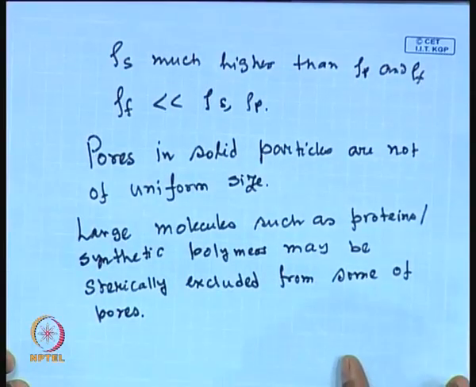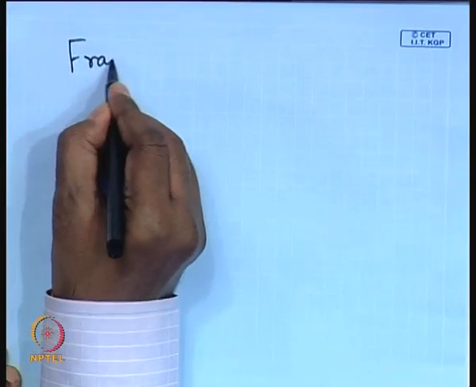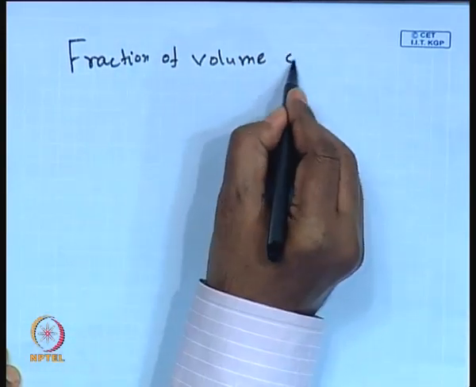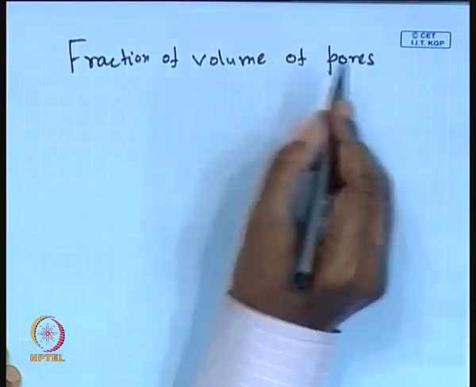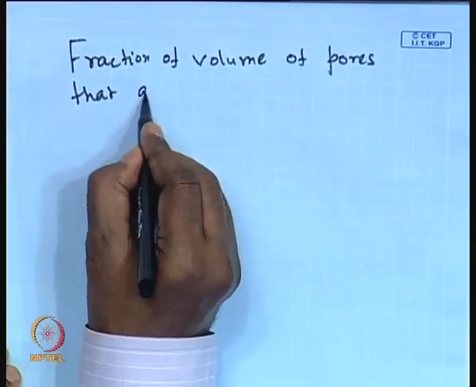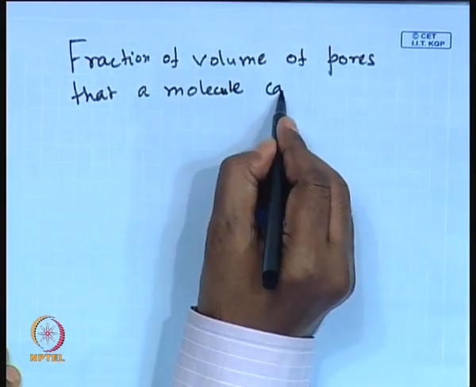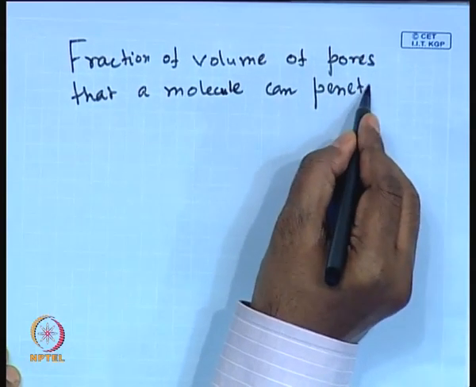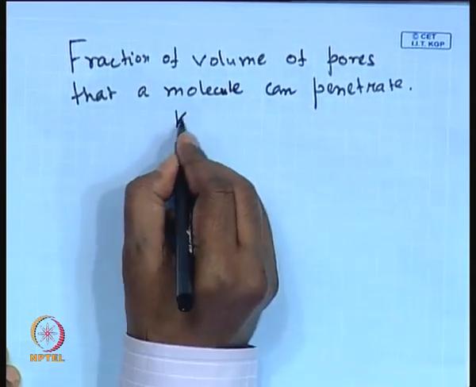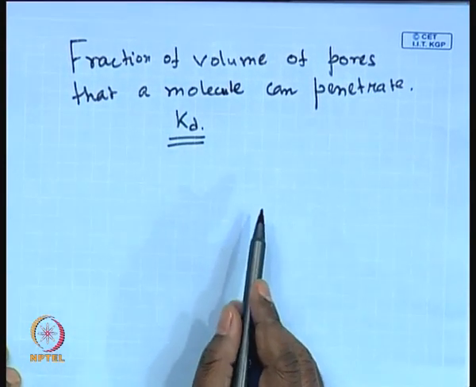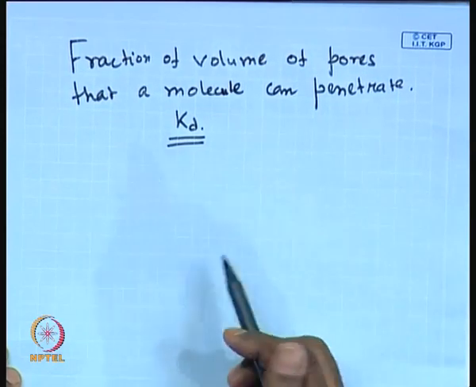So, let us define a fraction k d. This fraction is nothing but the fraction of the volume of pores that a molecule can penetrate. Let us call it k d. So, k d is the volume fraction of the pores where a molecule can penetrate. The other pores it cannot penetrate.